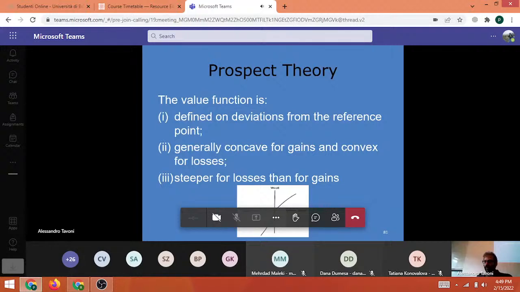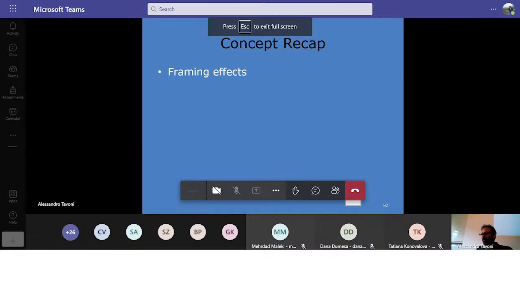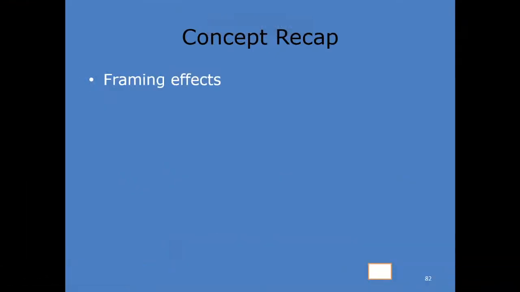Gains are concave and losses convex, with losses being steeper, generally twice as steep as gains. So it's a nice theory because it is empirically founded, yet simple and elegant. So let me recap what this part of the lecture was about.